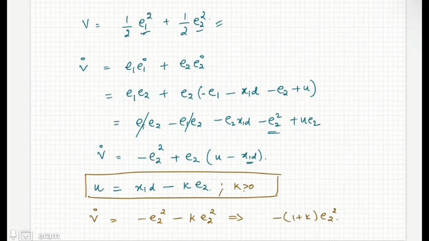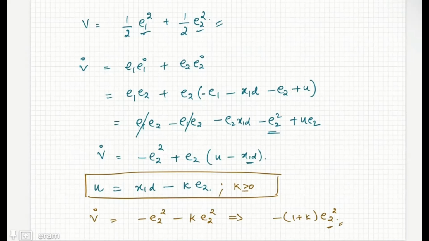Or we can choose any k greater than or equal to 0. Okay, so when we have this, we get V dot as a function of e2. Now V dot should also be negative definite, meaning it should be negative for all values of e1 and e2, and it should be 0 only at the origin. But from here what we see is that V dot is a function of e2 only. So when e2 is 0, V dot is 0. But what about e1? e1 can be of any form.